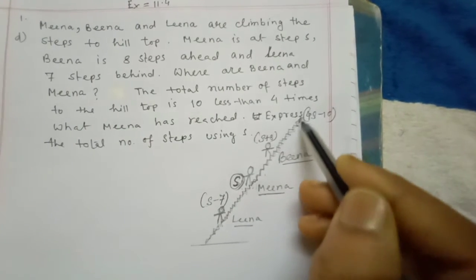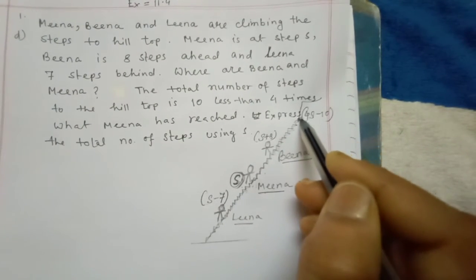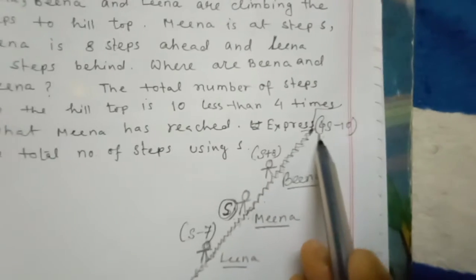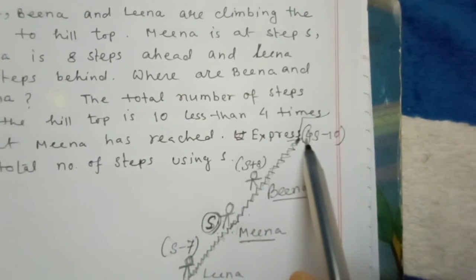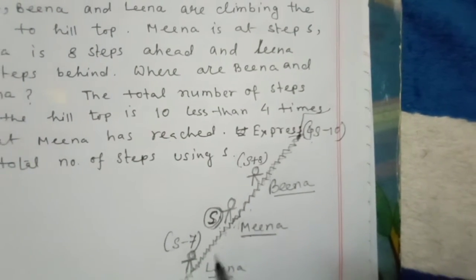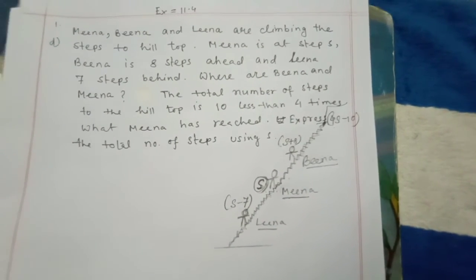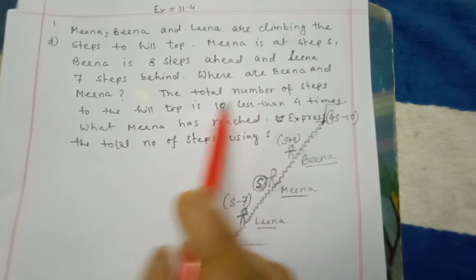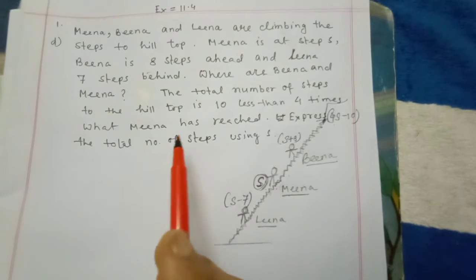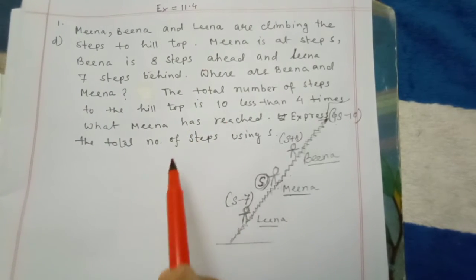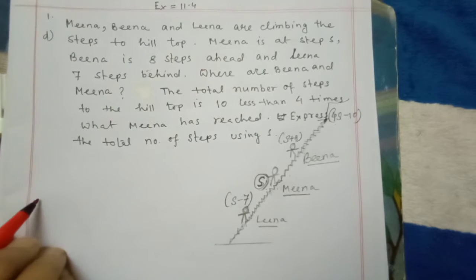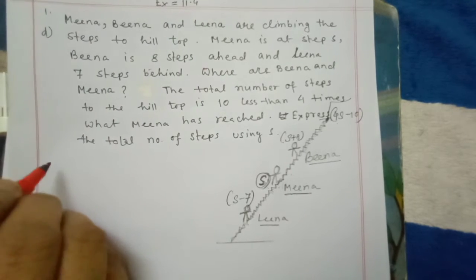This is the top step, or the total number of steps on the hill. So how to write? Meena, Lina, and Bina, with Bina 8 steps ahead.